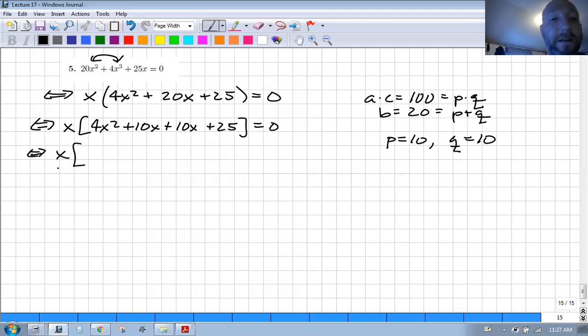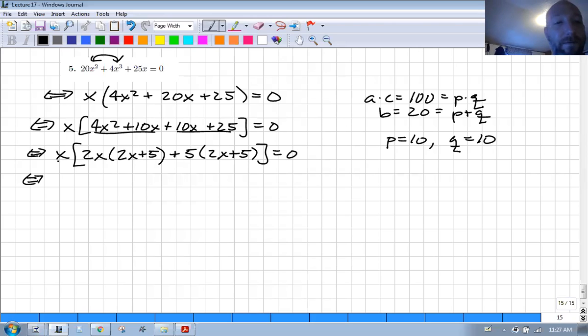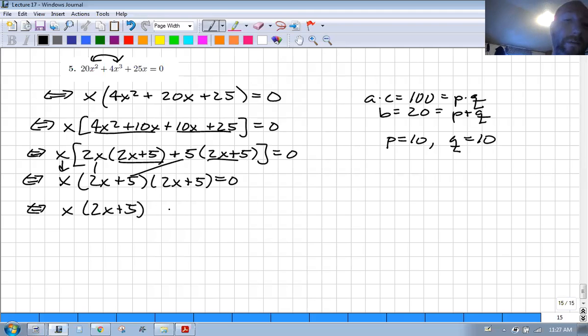I still have this x out here, so I'll factor out of here a 2x. That'll give me a 2x plus 5. Over here, I'm going to factor out a 5. That's going to give me a 2x plus 5 again. So I have this x, I have a 2x plus a 5, both being multiplied by a 2x plus 5. This is the same thing as 2x plus 5 squared.